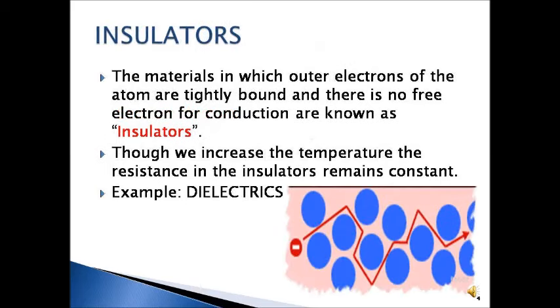Insulators. The materials in which outer electrons of the atom are tightly bound to the nucleus and there is no free electron for conduction are known as insulators. Effect of temperature on insulators: though we increase the temperature, the resistance in the insulators remains constant. Example, dielectrics. Here in this picture, the electrons are not free, thus it does not allow the current to pass freely.